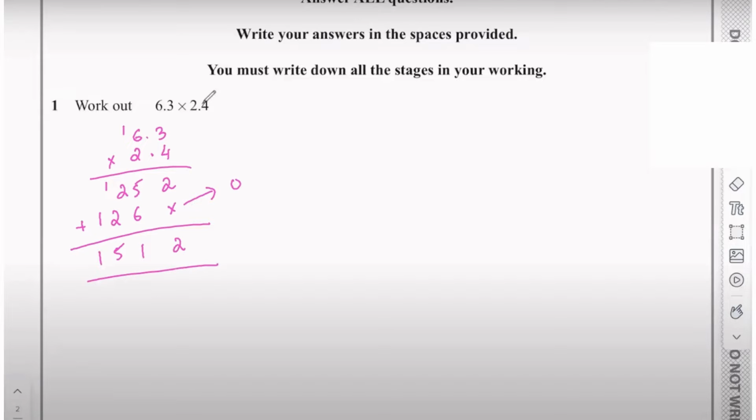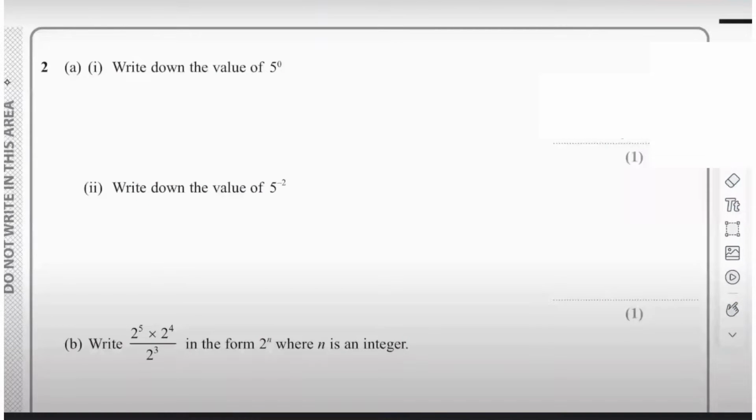Now for the decimal, there's 1 decimal place over here and 1 decimal place over here. So in the answer, there'll be 2 decimal places. Which means it's going to be 15.12. That is your answer. Question 2 says write down the value of 5 to the power of 0.